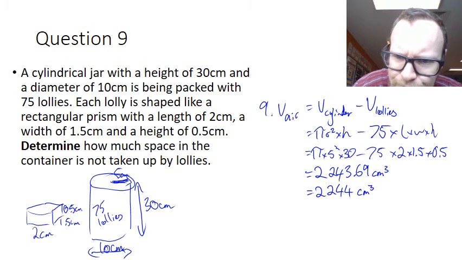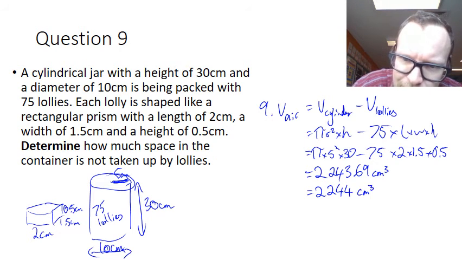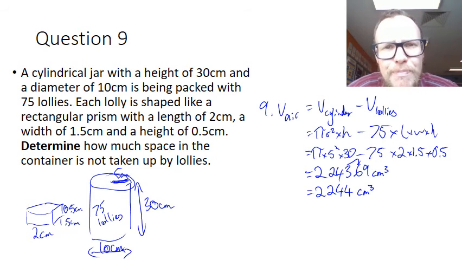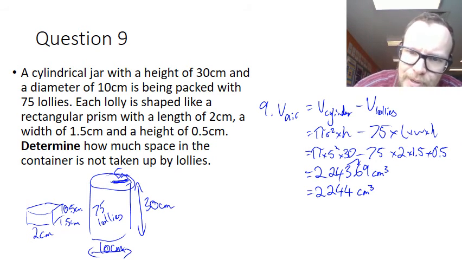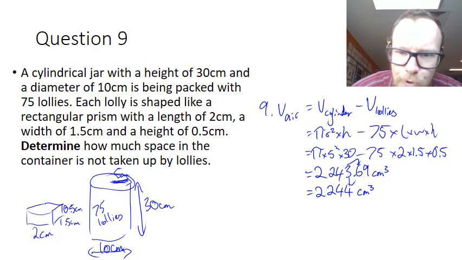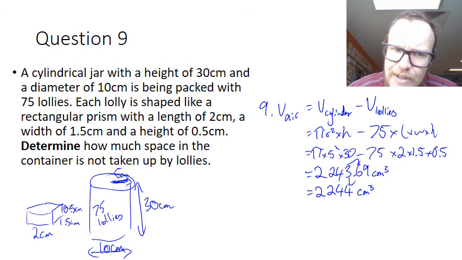cubic centimetre. So here, if we look at the nearest cubic centimetre, we want to look to the number to the right of it because it's a 5 or above, we round up. So we've rounded up from 3 to 4 here. So 2,244 cubic centimetres is the volume not taken up by lollies.